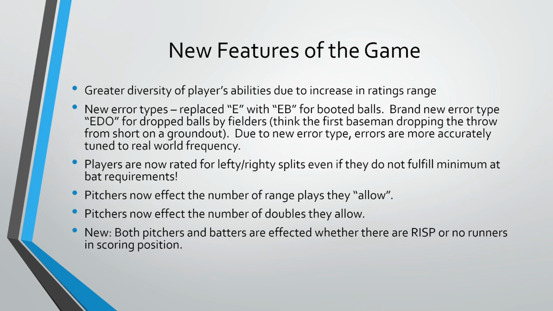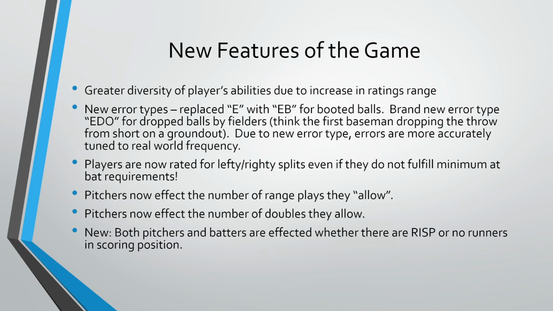So new error types. Replaced an E with an EB for booted ball. So it's error on a booted ball. Brand new error type of EDO for drop balls by fielders. One thing that came up during the process was Chris realized that a throw across the infield can never be dropped by the first baseman, which is interesting, right? That should be in there. Fantastic play by the shortstop, throws it over the first baseman, and he drops it. Well, now it's in there, so that's an EDO, and that's an automatic based on a different roll. So it will happen in its frequency, which is not very often, but it's there now.